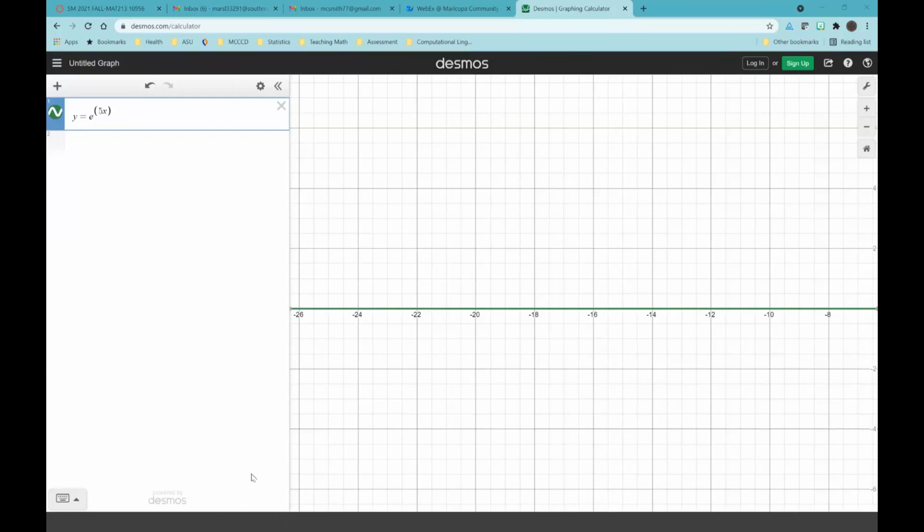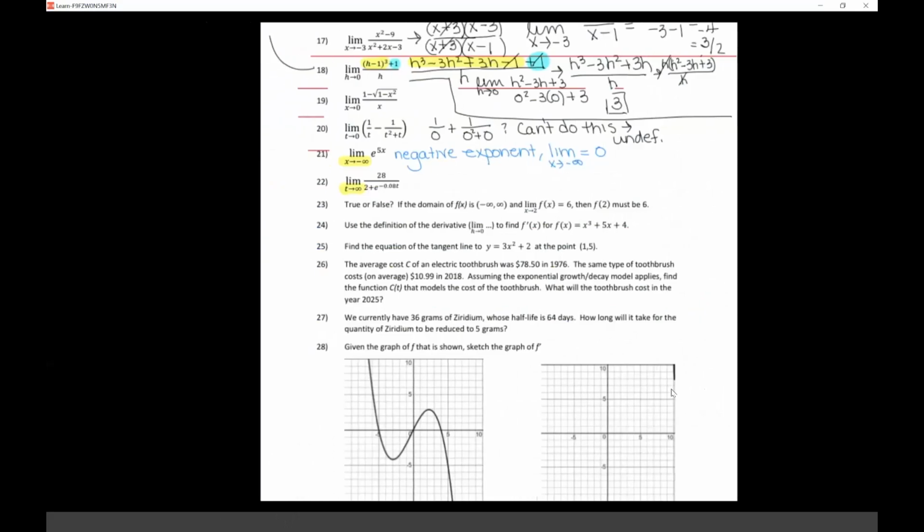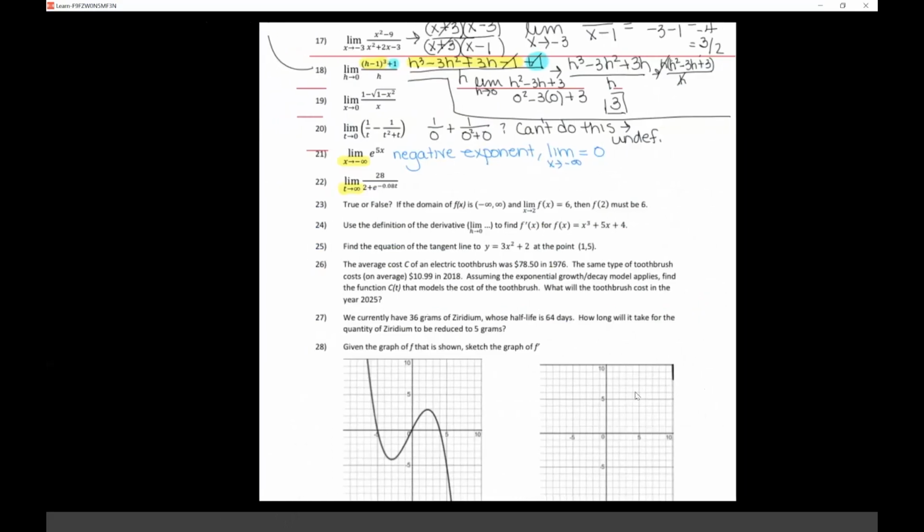Let's see what else we have. I'm trying to move this a little faster. Now take a look at this number 22. Remember what I said, negative exponent, the limit approaches 0. But see over here, t is getting larger and larger, but see the negative 0.08 in front? That means this is going to have a negative exponent.